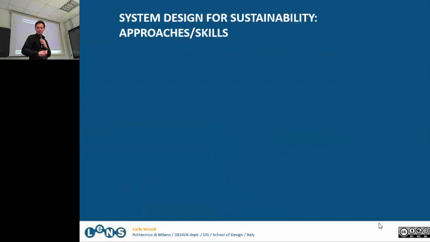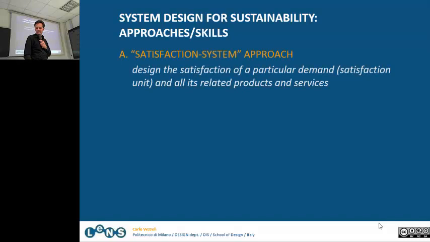And so, when speaking about system design for sustainability, if we have to design such a system, what are the key characteristics? We have to have a system satisfaction approach. So we have to design, and we said something about this before, design for a particular unit of satisfaction.